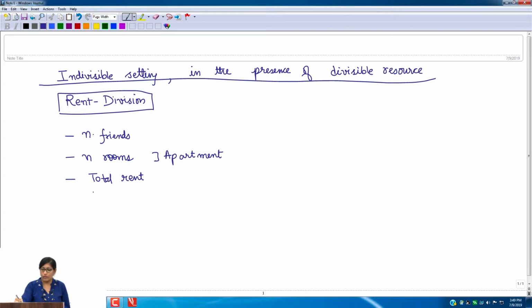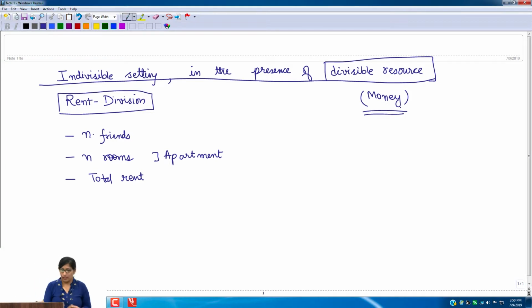The divisible resource here is nothing but money, which can be divided fractionally. An indivisible resource here is a room. So exactly one agent, or exactly one friend, needs to be assigned to one particular room, and we need to also impose a rent on a room, or a price on a room.